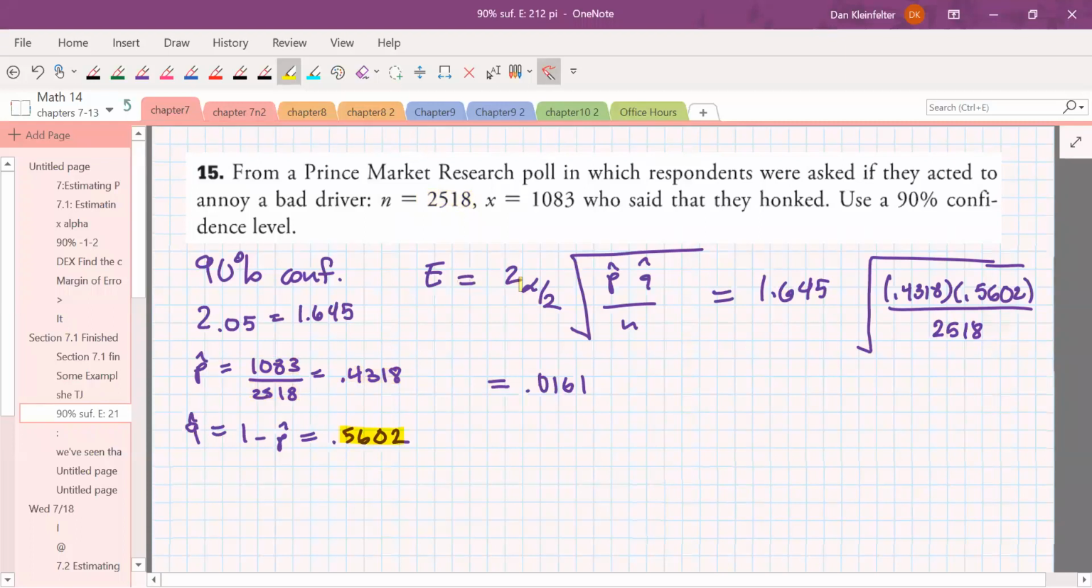So then our E was our z alpha over 2, which is 1.645, times the square root of p hat, that's the 0.4318, times q hat, which is the 0.5602, divided by n, which is the total number of respondents, which was 2,518. Going through the calculations, we end up with an E of 0.0161. So to finish finding the confidence interval, we'll have p hat plus or minus E. Our p hat was 0.4318 plus or minus that 0.0161.